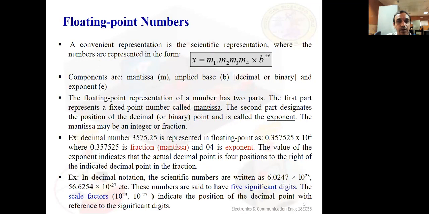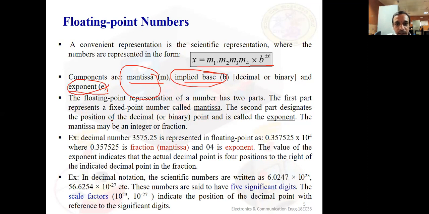Okay. So what is the convenient way of representation of floating point numbers? This is one of the easiest ways to represent a floating point number. So what are the components of this number? The m is the mantissa. Then there is an implied base, decimal or binary. Of course, here we are representing in binary. We are used to decimal notations anyway from our school days, right? And an exponent e. So there is a mantissa part, there is an implied base or a radix, and then there is an exponent part.